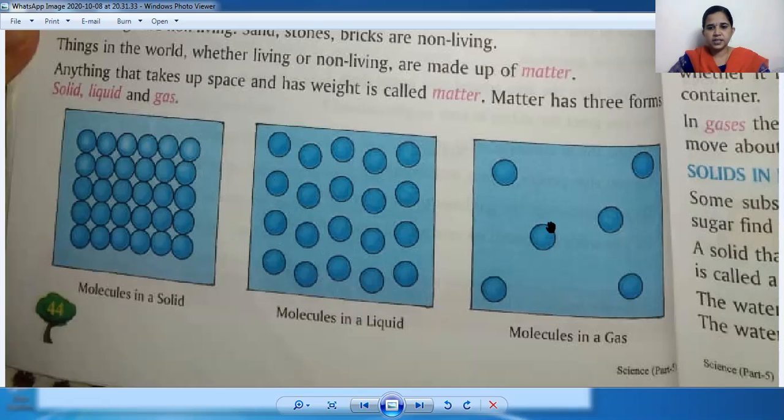For the gases, it is more, meaning they are distant. You can see in this picture. For the liquids, it is somewhat less, and when compared to that of the gaseous form, the distance is more.